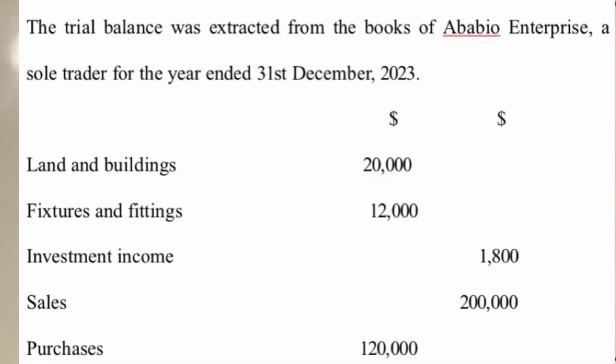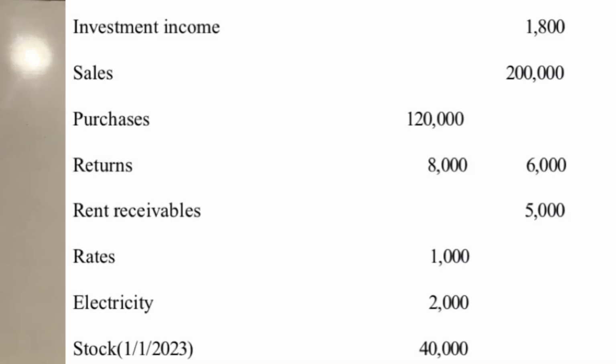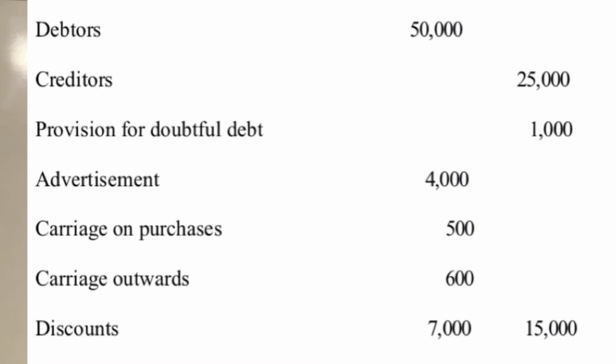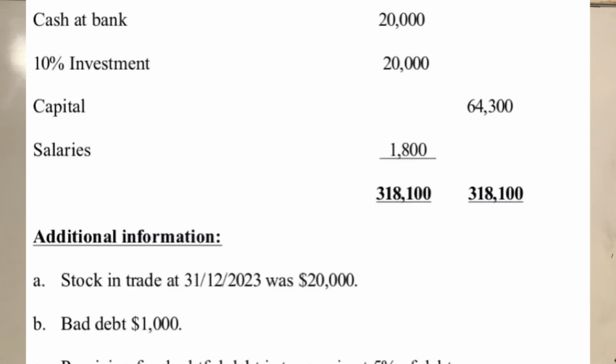So the question reads, the trial balance was extracted from the books of Ababu Enterprise, a sole trader, for the year ended 31st December 2023. Land and building, fixtures and fittings, investment income, sales, purchases, returns, one amount on the debit side and other one on the credit side, rent receivables, electricity, stock as at 1st January 2023, debtors, creditors, provision for doubtful debt, advertisement, carriage on purchases, carriage outwards, discounts, one amount on the debit side and other one on the credit side, drawings, cash in hand, cash at bank, 10% investment, capital, salaries.